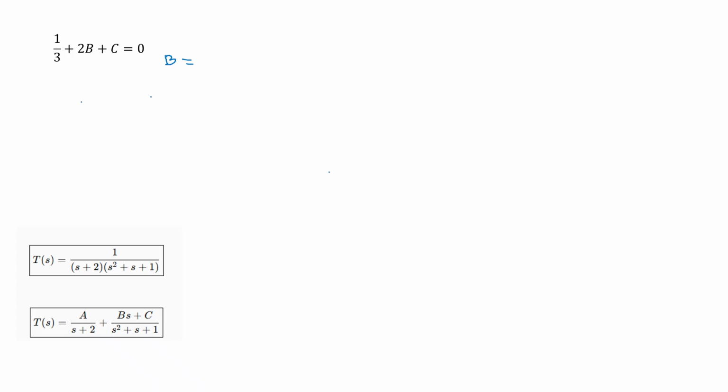So we can equate the terms with s raised to 1 is equal to 0. Now we have b is equal to minus 1 by 3, which can be substituted here to find out the value of c. So what is the equation here? 1 by 3 plus minus 2 by 3, because b is equal to minus 1 by 3, plus c is equal to 0. So what do you get c as? C is equal to 2 by 3 minus 1 by 3, or it is 1 by 3.